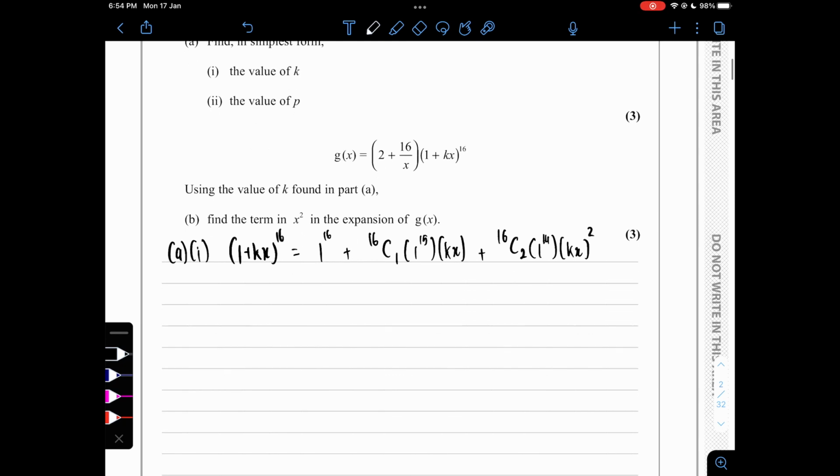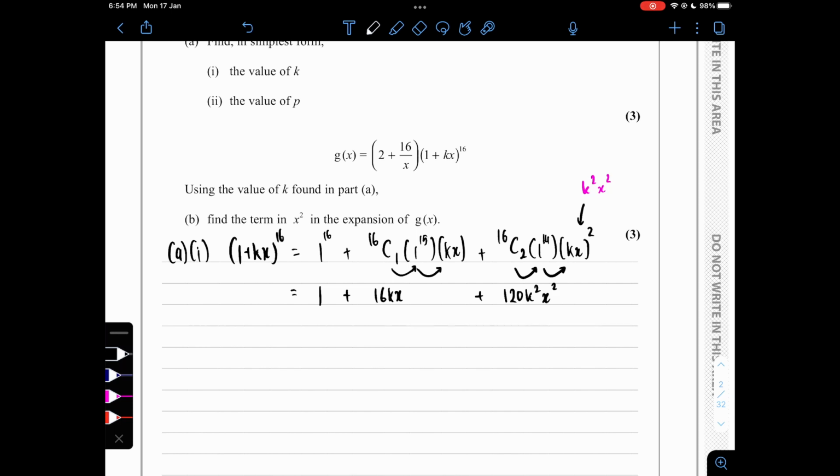Okay, so when we expand this, what do we get? We get 1 plus 16C1, which is just 16, times 1, which is just 1, times kx, so that would be 16kx. On 16C2, what's 16C2 in the calculator? We get 120. 120 times 1 is just 120, and then when we expand this, we get k squared x squared. So we're left with 120 k squared x squared.